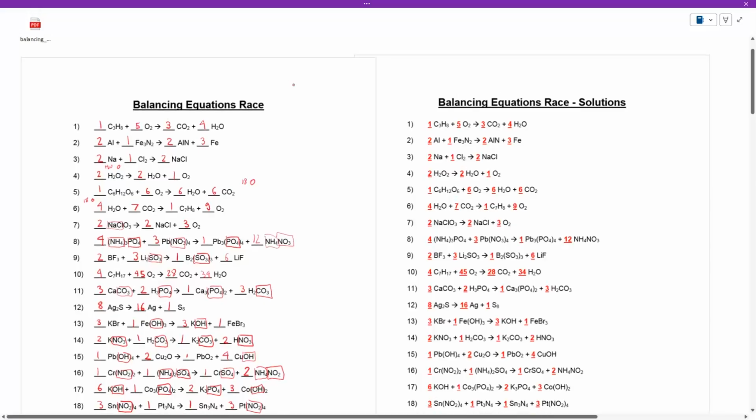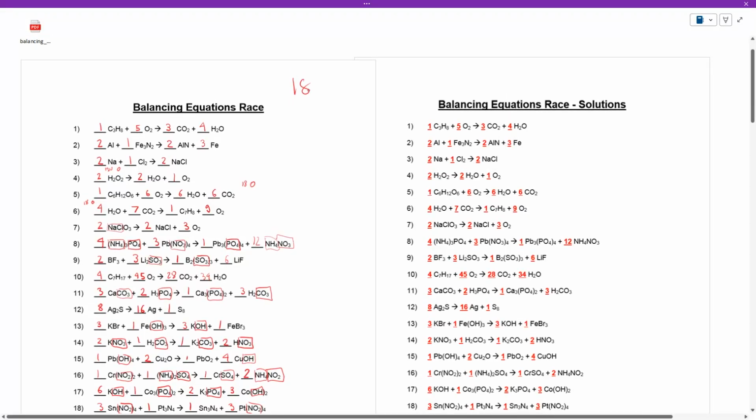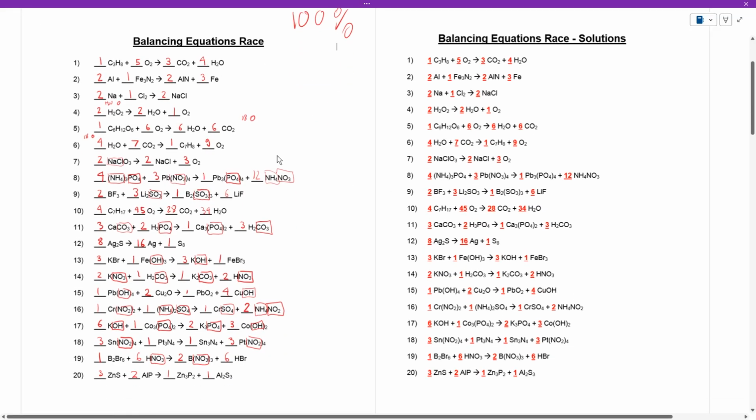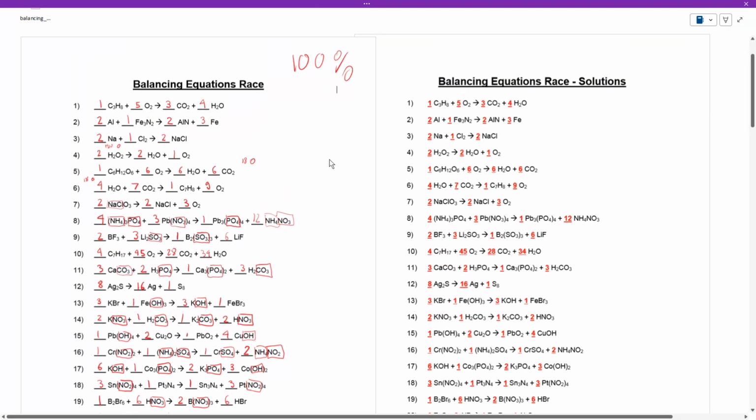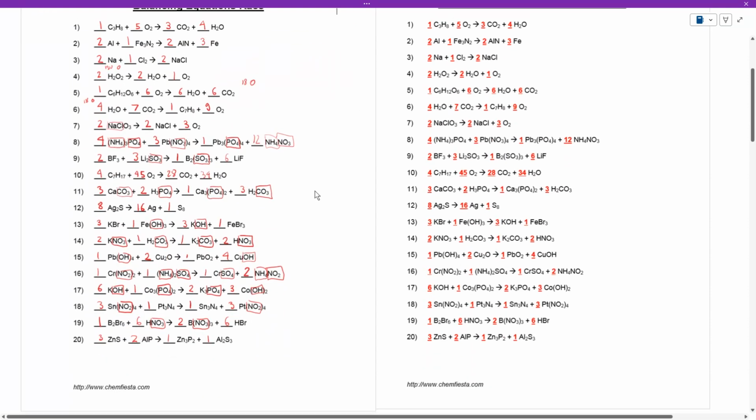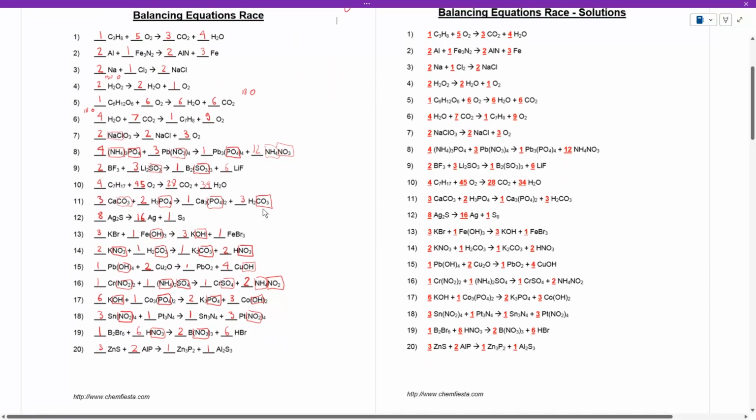So we got 100%. Oh no, 100%. Wow, I'm so good at balancing equations, guys. I practiced this like 2 times, by the way. So it's pretty evident that I got this right.